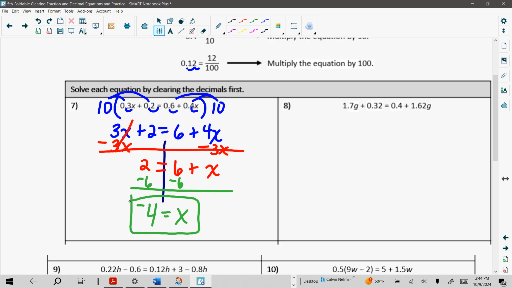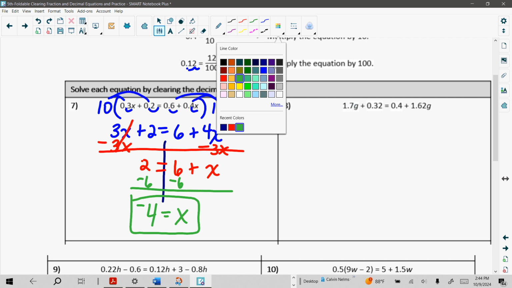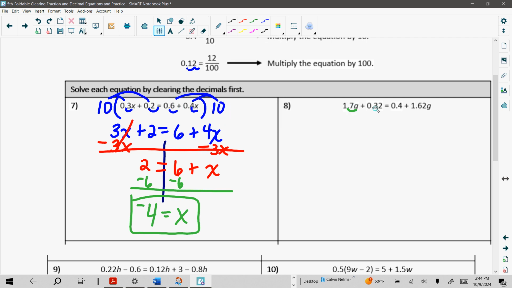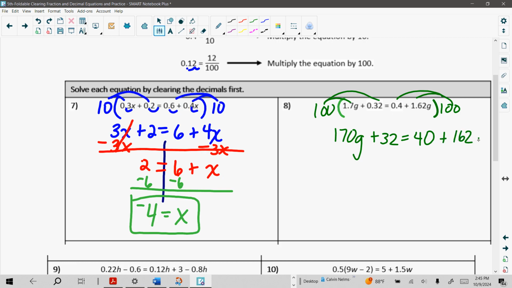So on number 8 here, if I look at each decimal, this is one place value, but this is 2. So the greatest one is 2 place values. So I'm going to multiply each side here by 100, 2 decimal places. So when I distribute the 100 times the 1.7, this turns into 170g plus 32. And when I come to this side, this will end up being equal to 40 plus 162g.